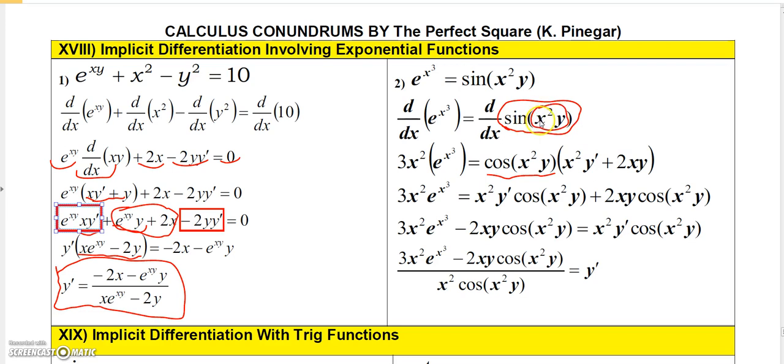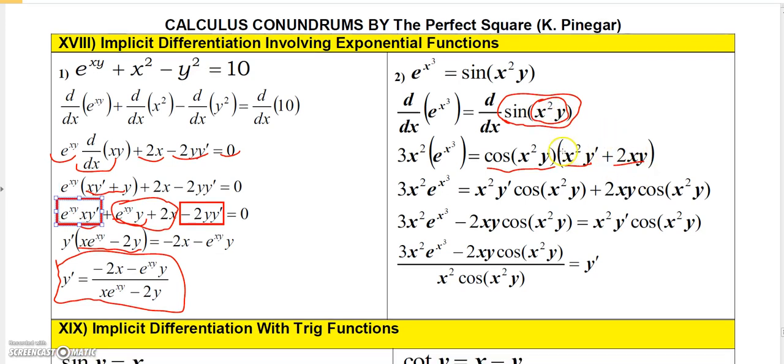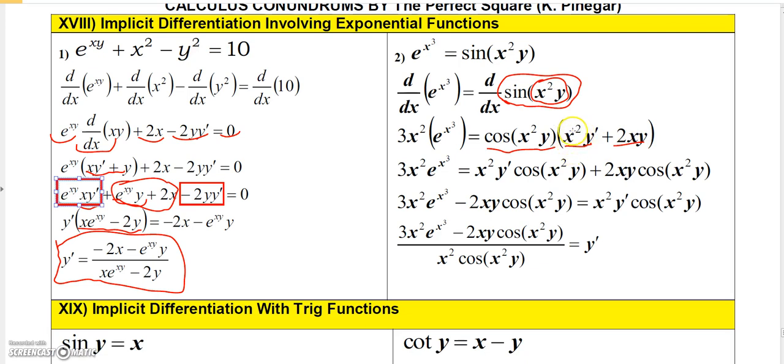Now, what's the derivative of x squared y? I have to use the product rule. So take x squared times the derivative of y, that'll give me x squared y prime. And then take y times the derivative of x squared, and that'll give me 2xy. Okay, now what did I do next? I distributed this cosine through the inside of the parentheses.